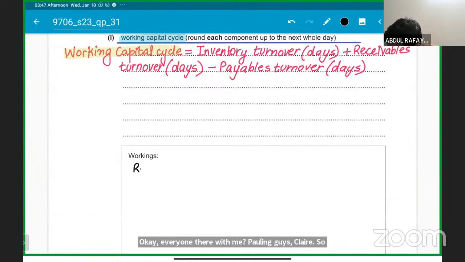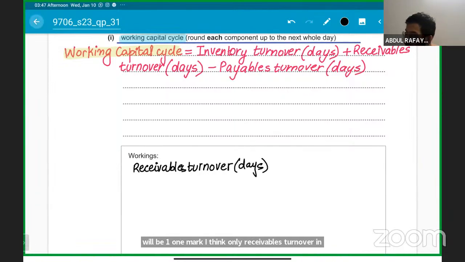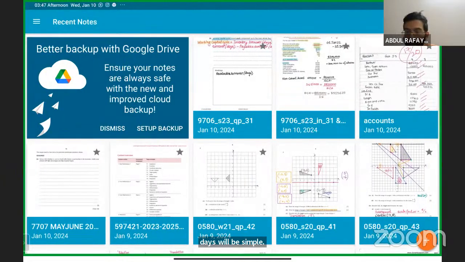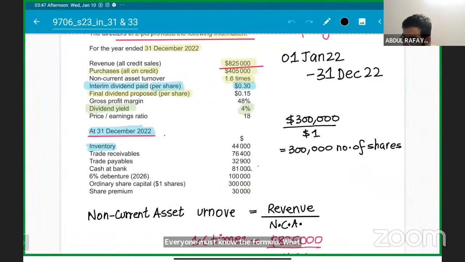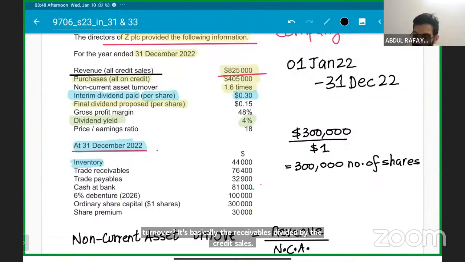Okay, so let's first find out receivables turnover. Very simple. And let's find out the payables turnover. These will be 1 mark each. Everyone must know the formula. What is receivables turnover? It's basically the receivables divided by the credit sales. So we can see clearly that revenue is all credit sales.